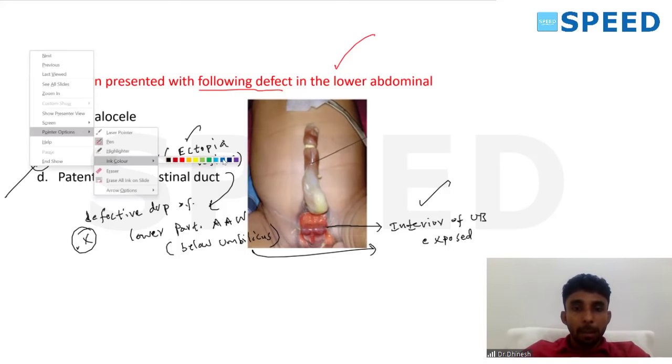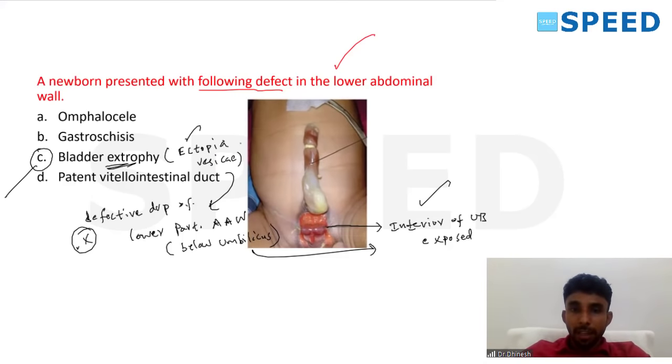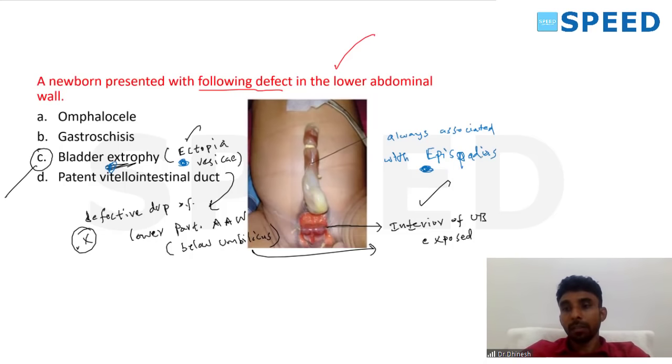Now remember, this ectopia vesicae, otherwise called bladder exstrophy, is always associated with another urethral anomaly. It is always associated with what? Epispadias, E for E. Epispadias and ectopia vesicae or exstrophy of bladder are both always associated congenital anomalies. Epispadias, fine. So why not the other options?